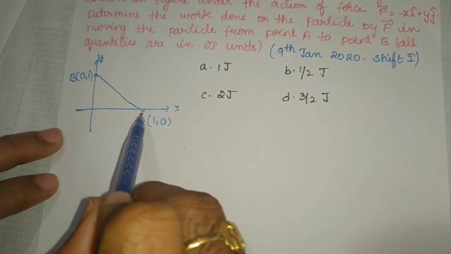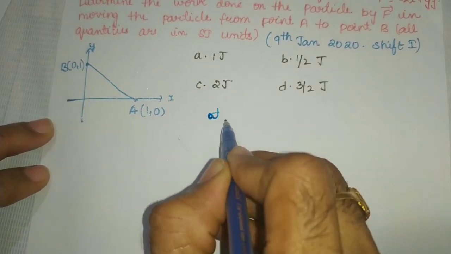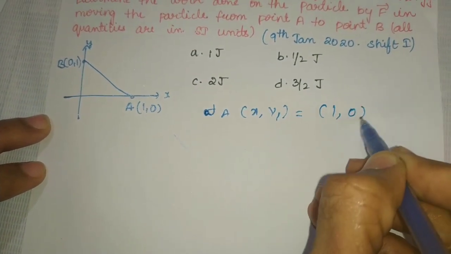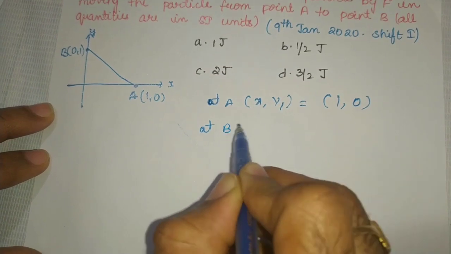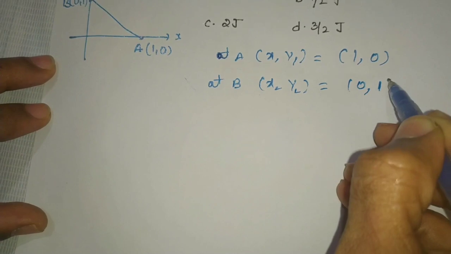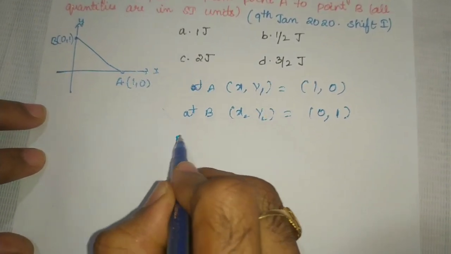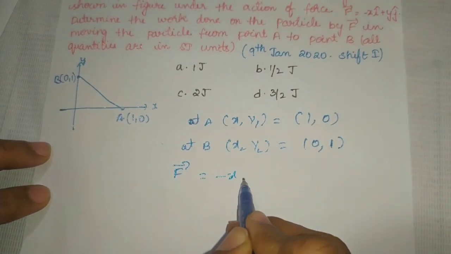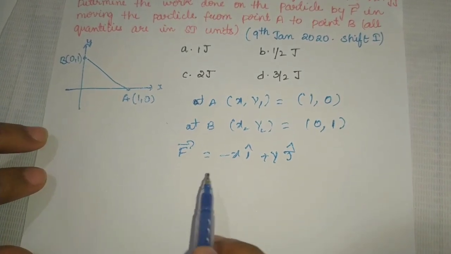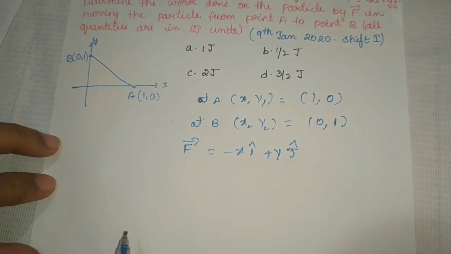So the particle travels from A to B. At A, the coordinates of the particle, x1, y1, are 1, 0. When it reaches B, the coordinates x2, y2 are 0, 1, and it travels along a particular line. The force acting on the particle is minus x i cap plus y j cap. Clearly, we understood it is a variable force. It is a function of both x and y coordinates.